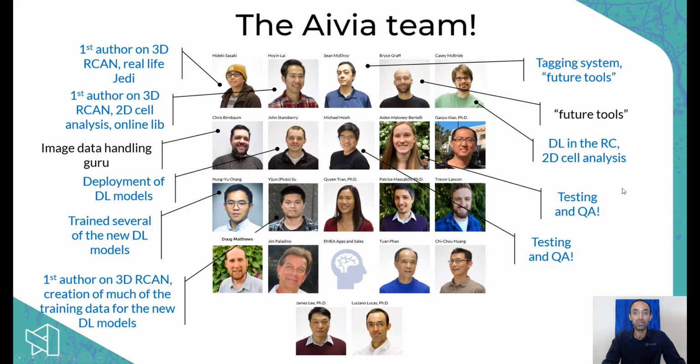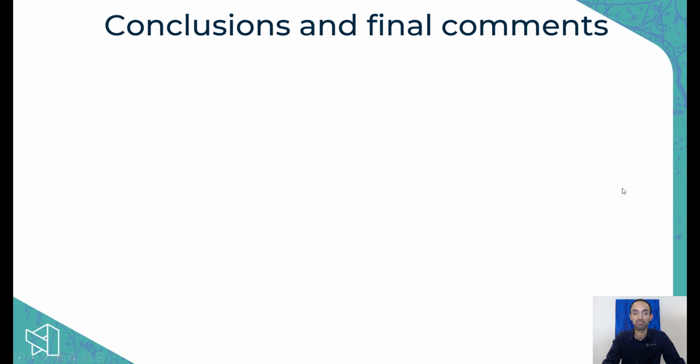Ijung, Pluto, is another one of the first authors of the 3D Arcan paper, and he created a lot of the data, actually the raw data that we use to train the models. And finally, I wanted to acknowledge Chi, who is in fact our algorithm wizard. He collaborates with everybody on the Aivia team and helps his sub-team, the algorithm team, to develop the algorithms that we need for all the recipes, but also the deep learning models.